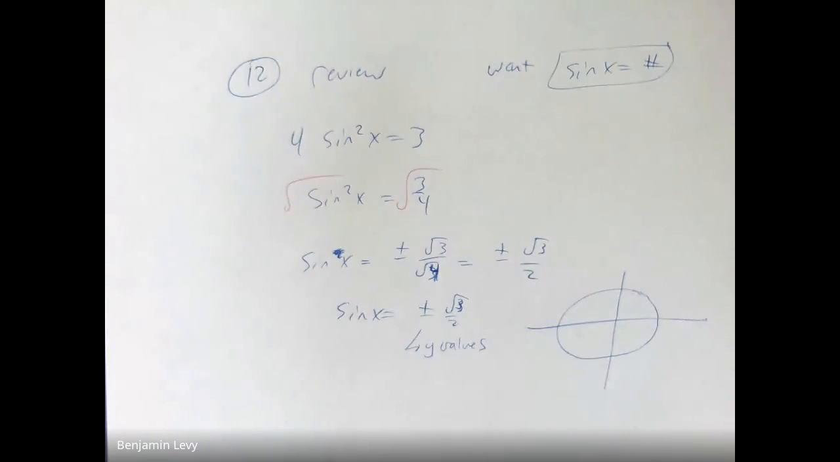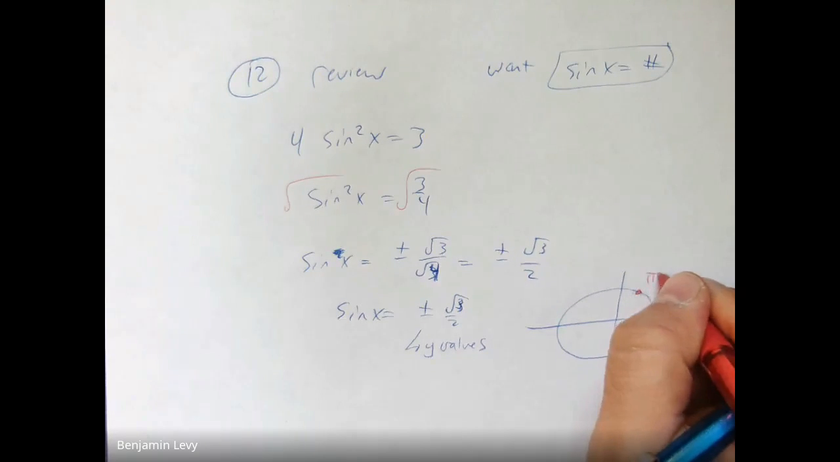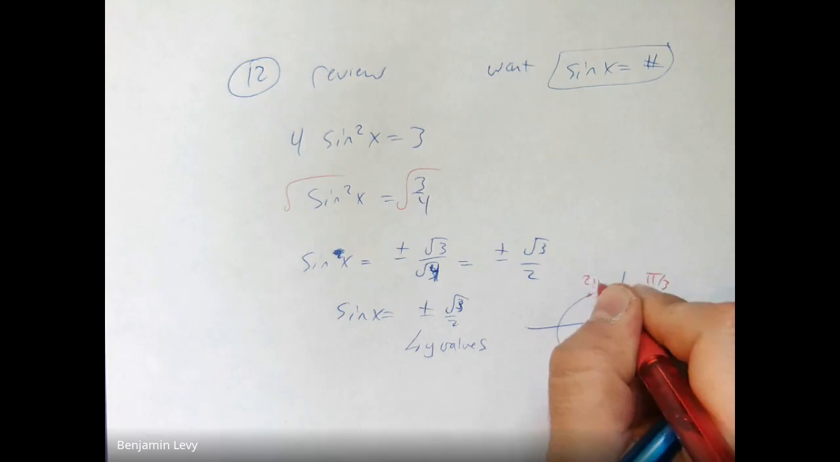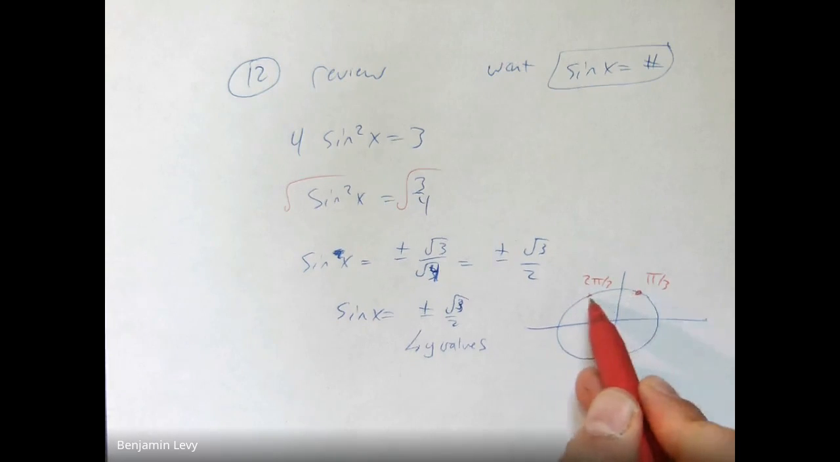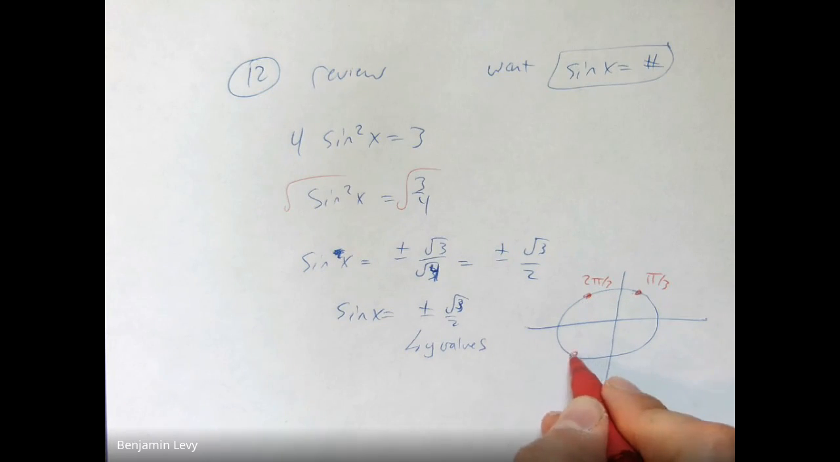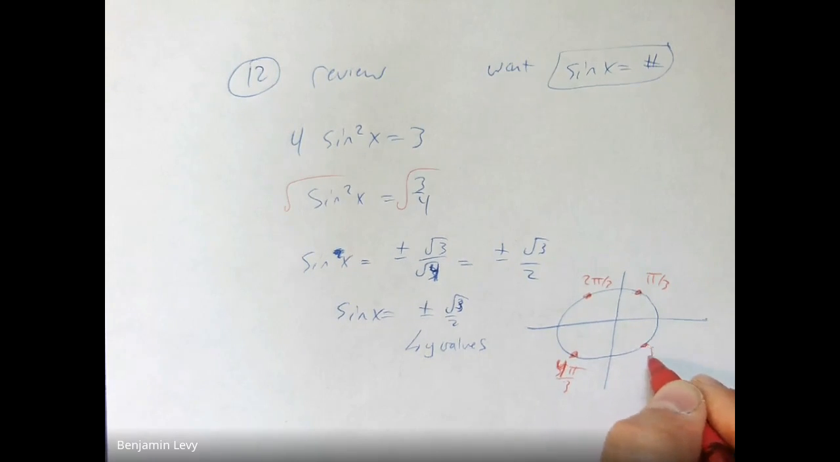Anyone? Where are the y values? 3 over 2. Pi over 3. Yeah, pi over 3s. So all the pi over 3. So pi over 3, 2 pi over 3. These would be the plus root 3 over 2s. And then the minus root 3 over 2s would be 4 pi over 3 and 5 pi over 3.